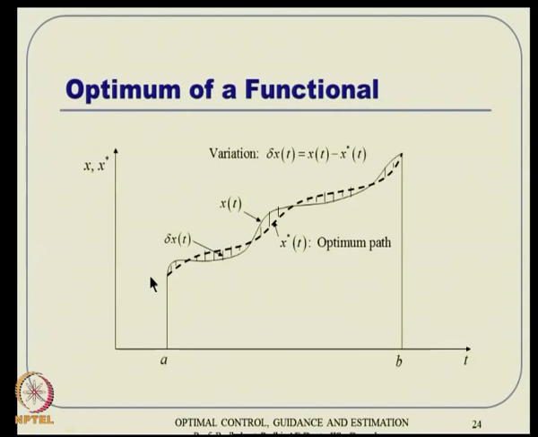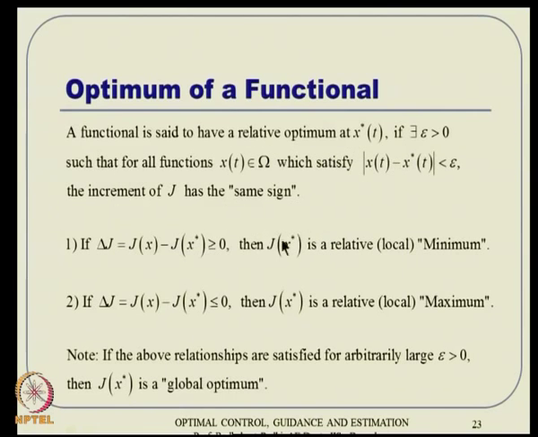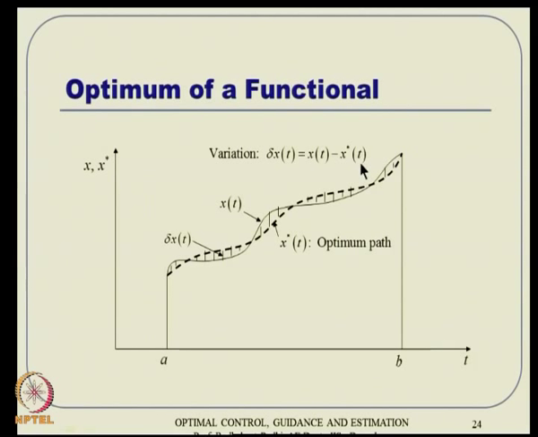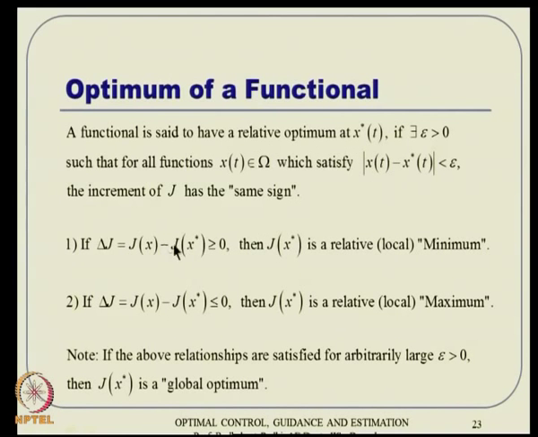Pictorially it turns out to be something like this. If we say the dotted line is the optimum path, then around that we can draw any other curve, and the difference between them is the variation. So, J of x is evaluated on the solid line path and J of x star is evaluated on the dotted line path. Irrespective of whatever variation we take around the optimum, if this condition is always satisfied, then J of x star is a relative minimum. Otherwise, if the other condition is satisfied, it is a relative or local maximum.